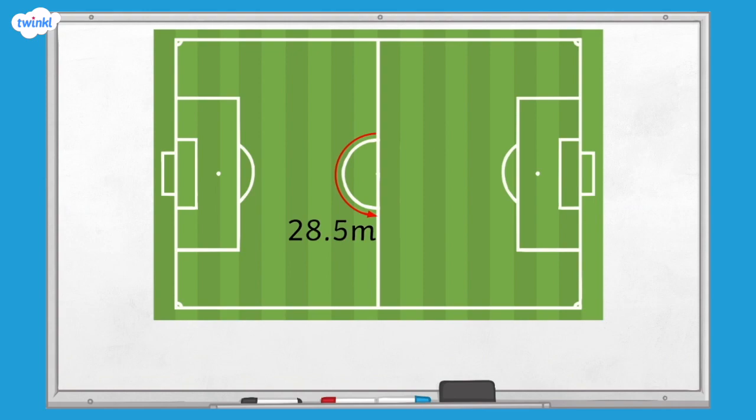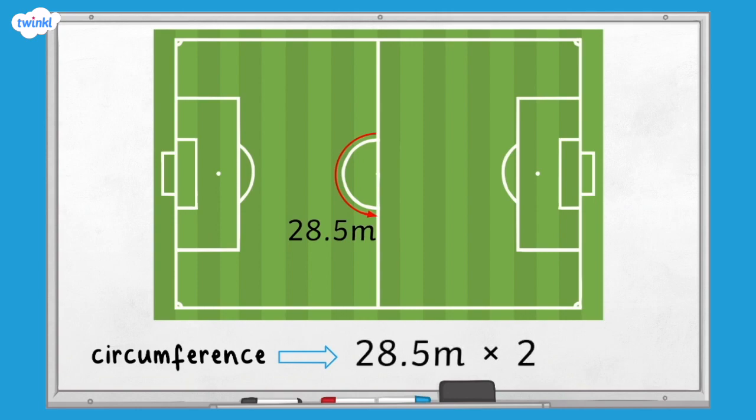Imagine the groundsman at a football club is marking out the centre circle in the middle of the pitch. So far, he's marked out half of the circumference of the circle. If 28.5 metres represents half of the circumference, what will the total circumference of the centre circle be when he has finished marking it out? Because we know that half of the circumference measures 28.5 metres, then if we multiply this measurement by 2, it will give us the full circumference of the centre circle. 28.5 metres times 2 equals 57 metres.